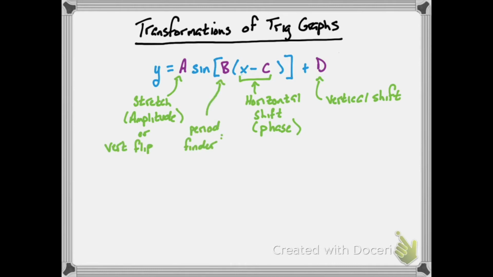The b value in here stretches functions horizontally. It can help us find the period by doing 2 pi divided by b. For tangent and cotangent functions, it would just be pi over b though.